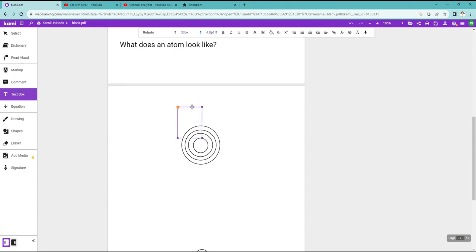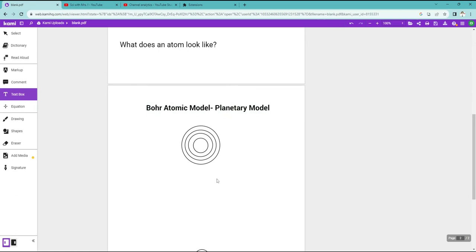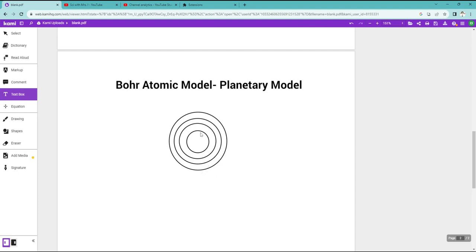So it's going to look something like this. This is the Bohr atomic model, named after Niels Bohr. You could also term this the planetary model because Niels Bohr thought that the electrons, which go around the outside of this atom, moved like planets around the sun. So when you're looking at this atom model, let's see if I can zoom in just a little bit, the center of your atom is called the nucleus. So that's going to be here.